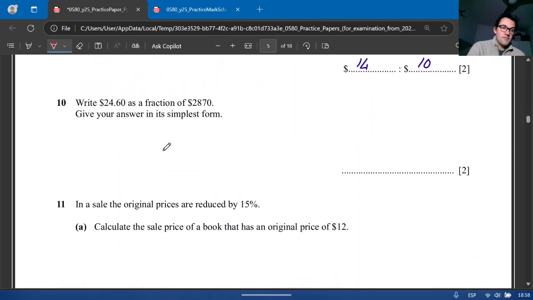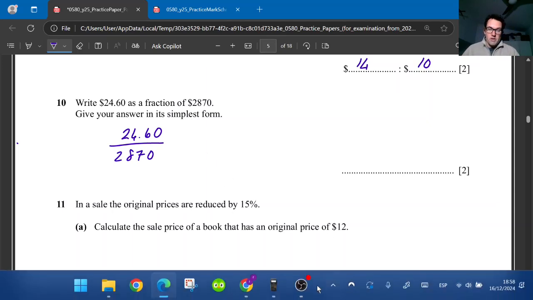Question 10. Right, $24.60 as a fraction of $2,870. Okay, whenever they say write something as a fraction of another thing, that's what we do when you have an exam. You've got an exam out of 50, you got 40, or no, you're smart, you got 48, you got 48 out of 50, that's a fraction. We've got $24.60 out of $2,870.